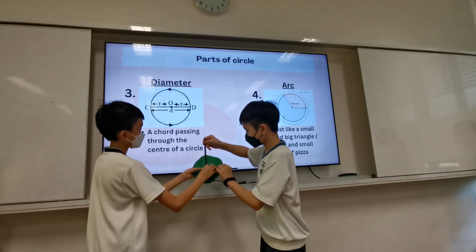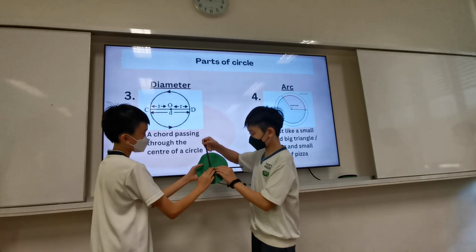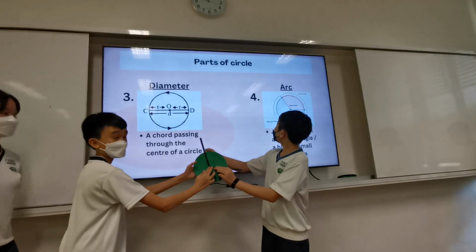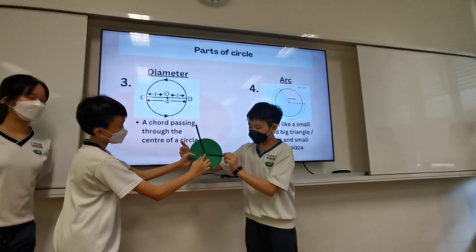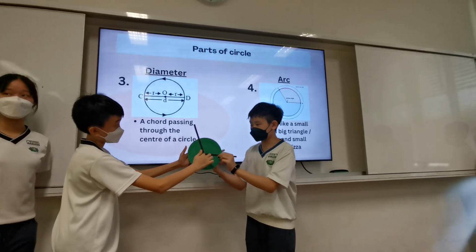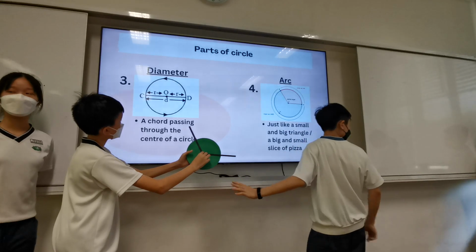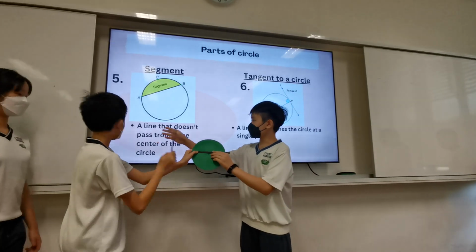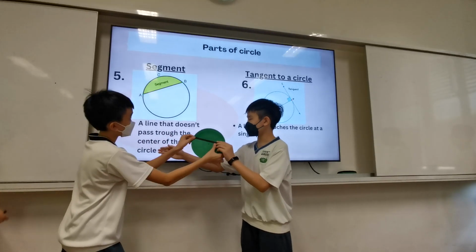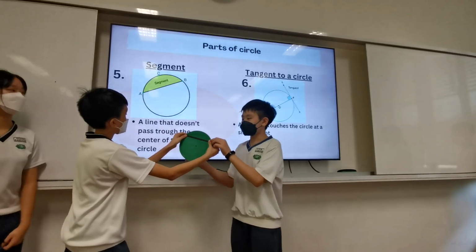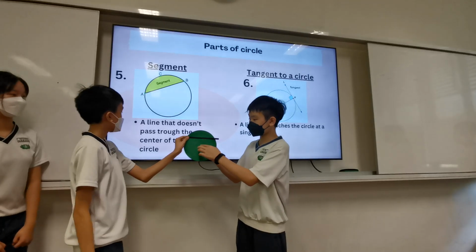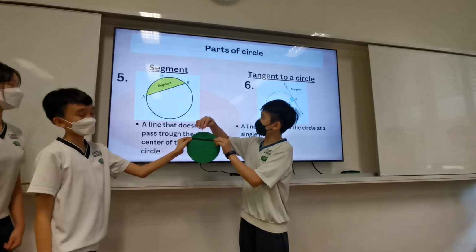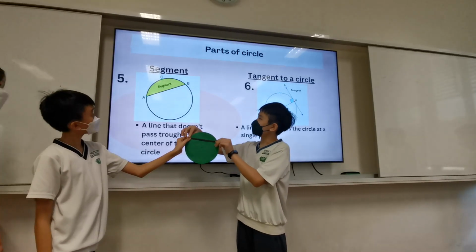From the center to here's the minor arc, and here's the major arc, which is the bigger one outside the line. And now for the segment, it is a line that doesn't pass through the center of the circle. It is not like the diameter which passes through the center.